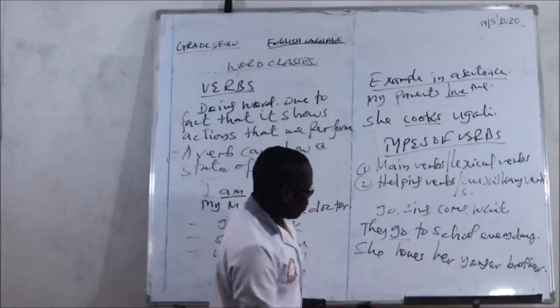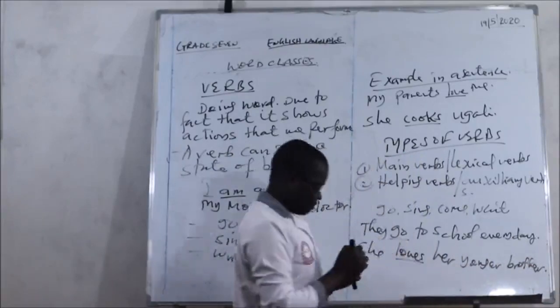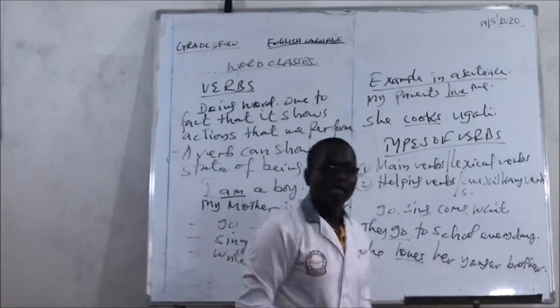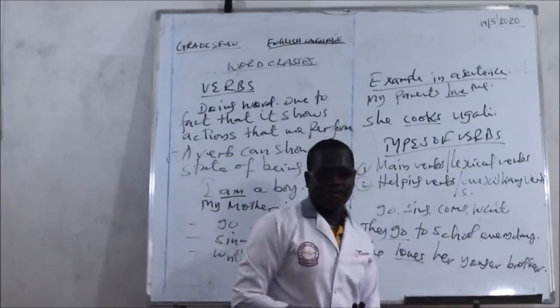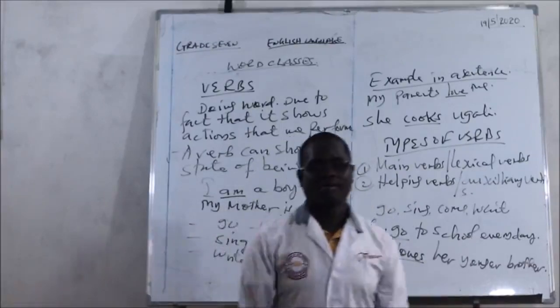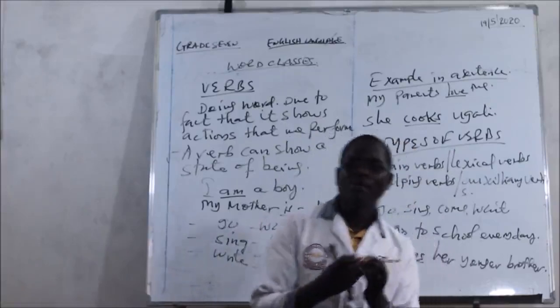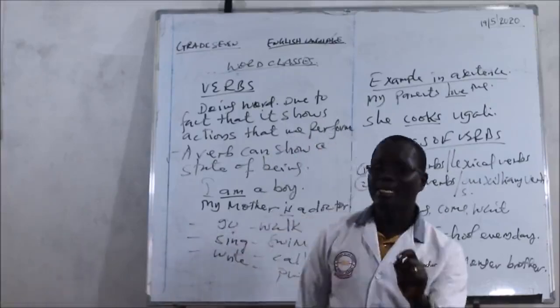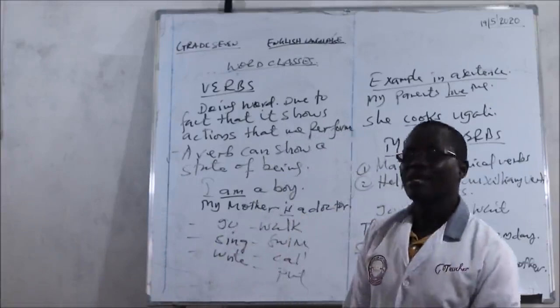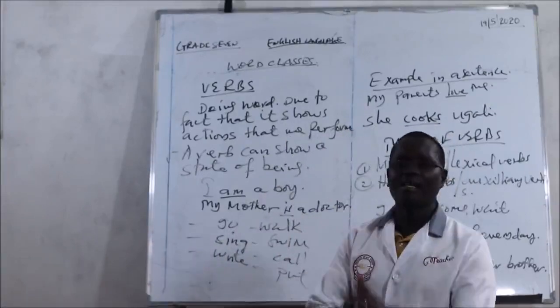Here we have got the verb loves. We have got the word loves, which is our verb there. It is a main verb due to the fact that it has got the ability to stand alone in a sentence simply to deliver the intended meaning.